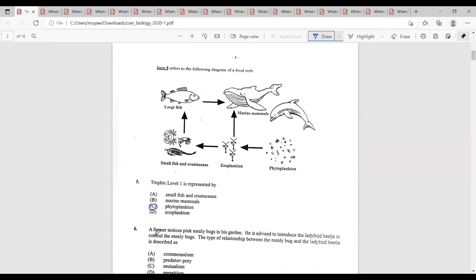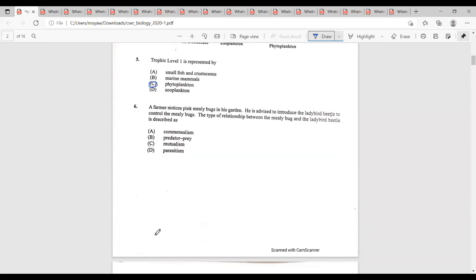So it's C. Question 6. A farmer notices pink mealybugs in his garden. He is advised to introduce the ladybird beetle to control the mealybugs. The type of relationship between the mealybug and the ladybird beetle is described as: A, commensalism, B, predator-prey relationship, C, mutualism, D, parasitism.